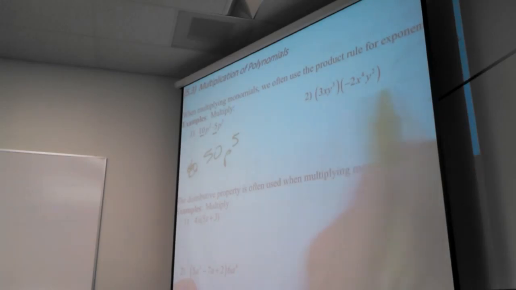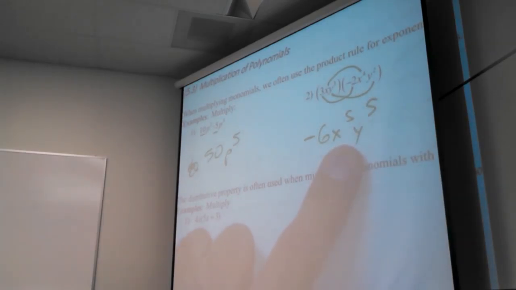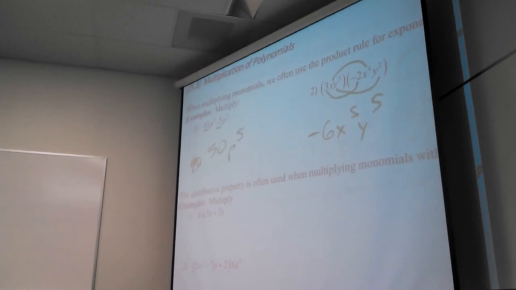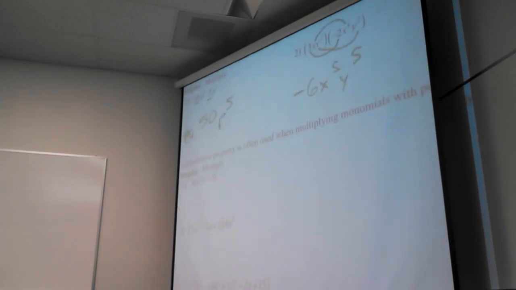So this guy, same way. You can multiply the numbers, so that becomes negative 6. How many x's do I have now? 5 of them. How many y's do I have now? 5 of them. Cool. So what degree is this term? 10th degree, kick ass. Now, all right, is that decent?